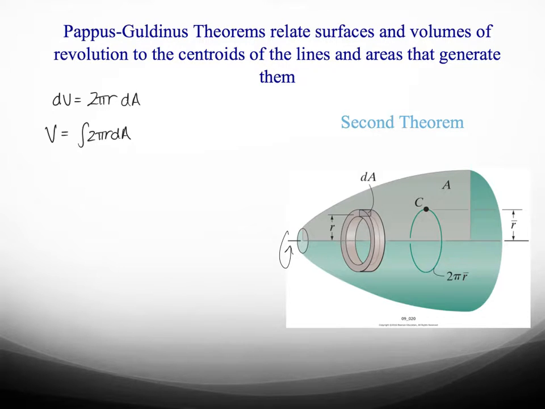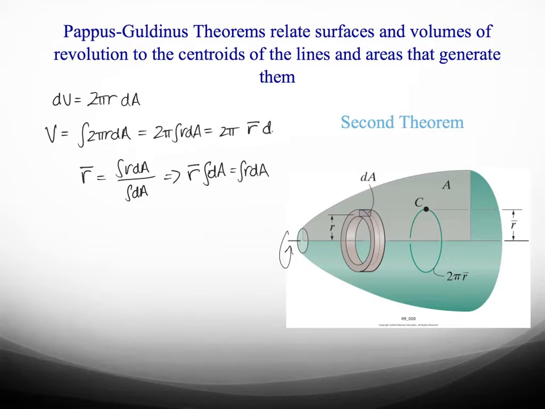Once again, we're going to think about the definition of the centroid of the area. The centroid of the area would be defined as the integral of r dA over the integral of dA. And so we arrange that again. R centroid times the integral of dA is equal to the integral of r dA. And we're going to do a substitution up here. So we get the integral of 2 pi r dA is equal to 2 pi r centroid times the integral of dA. And so volume can be written as 2 pi r centroid times the area. And once again, the idea is that if I know the total area that I was revolving, and I knew what the centroid was, I could easily find the volume.